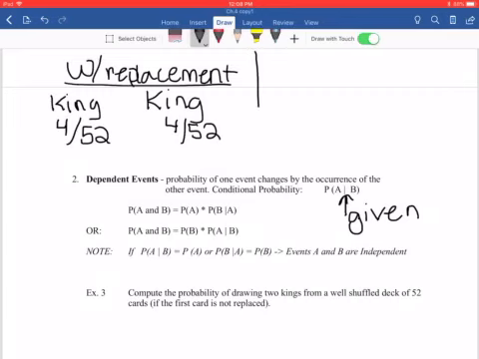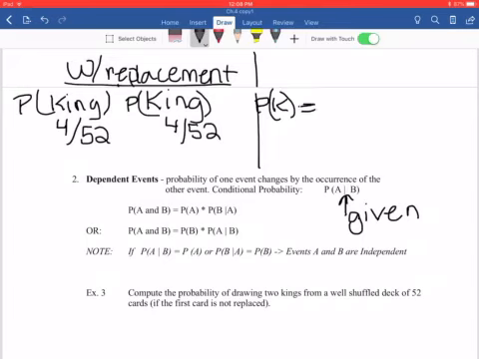Now let's change my experiment a little bit. Let's say I give you the deck, you draw the card. The probability of getting a king is 4 out of 52. I'm going to put a little 1 with this king because that's the first draw. Now let's say without replacement, meaning you keep the card that you draw out.